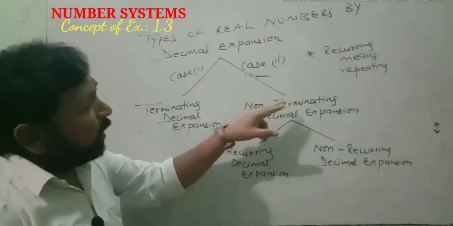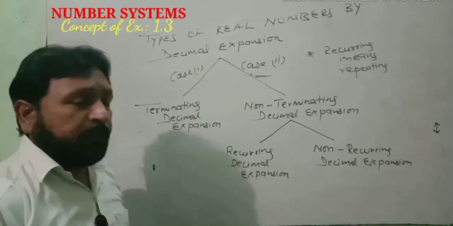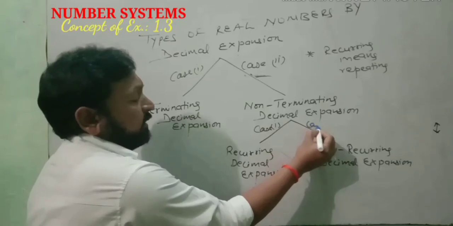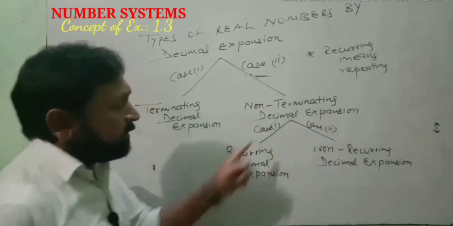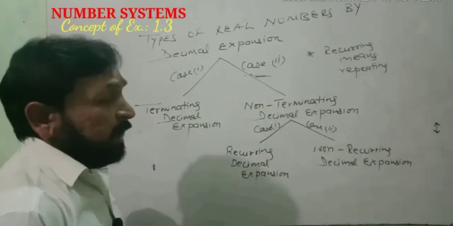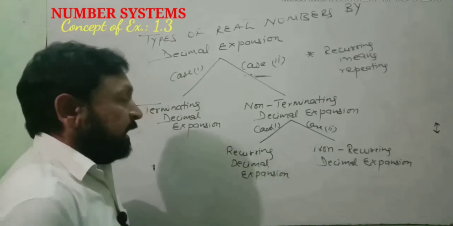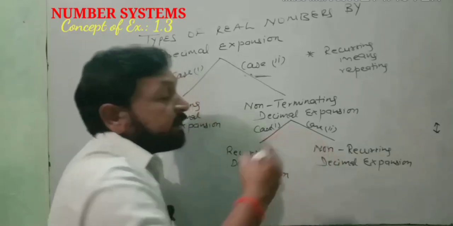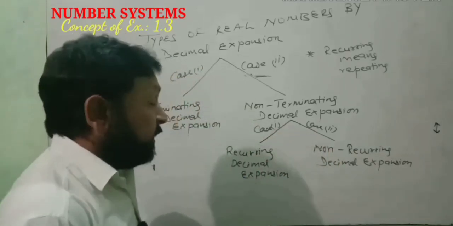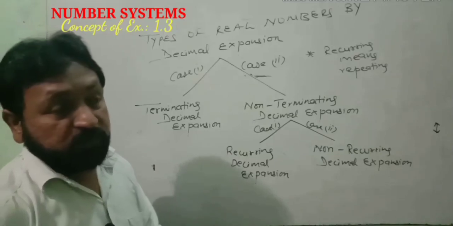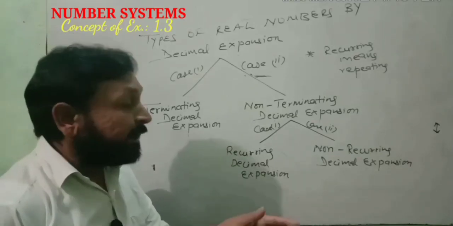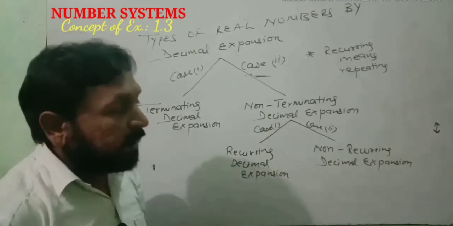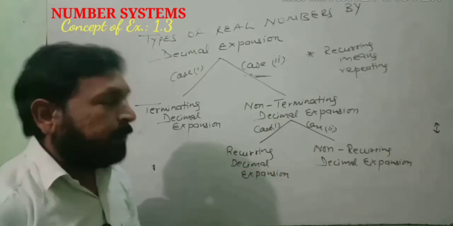See, in the case of non-terminating decimal expansion, I had made two cases here. Again, see here. It also has two cases, case first and case second, meaning division is not over, but it is recurring decimal expansion. And case second, it is non-recurring decimal expansion. It means, in this case, the digits or the group of digits will repeat itself. But in this case, they will not repeat. Let us make this clear with the help of some examples.